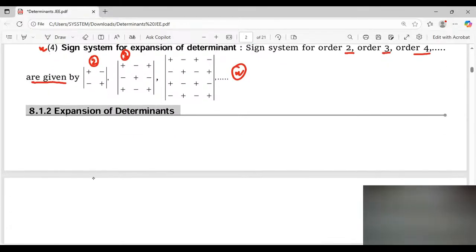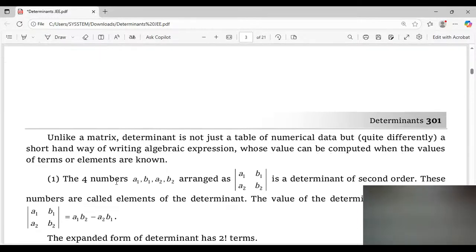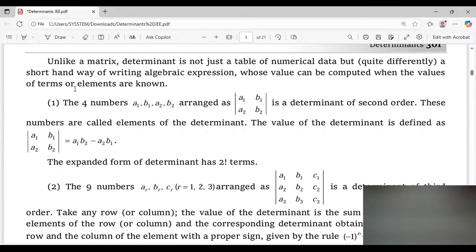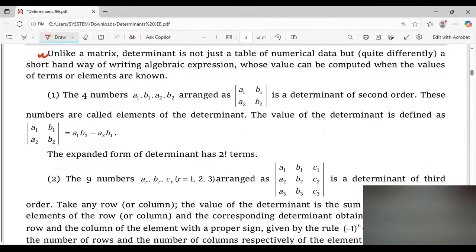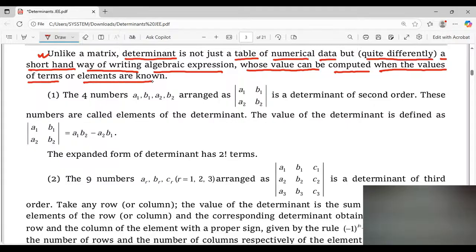Let's continue the class. So unlike a matrix, a determinant is not just a table of numerical data, but quite differently a shorthand way of writing an algebraic expression whose value can be computed when the values of terms or elements are known.